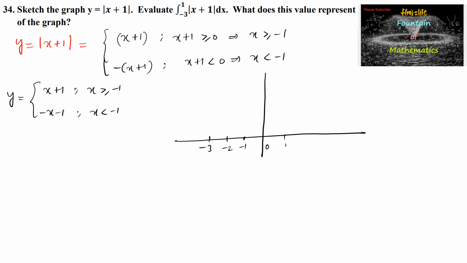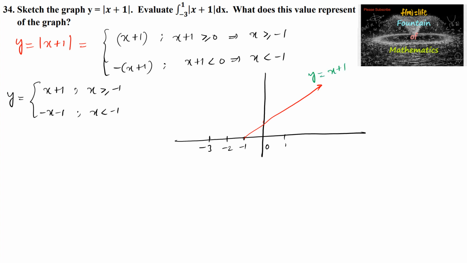For x greater than minus 1, the graph is x plus 1. So we can draw the graph. When x is equal to 0, it is 1. And when x is equal to minus 1, it is 0. So we'll get the line. So this is y is equal to x plus 1.